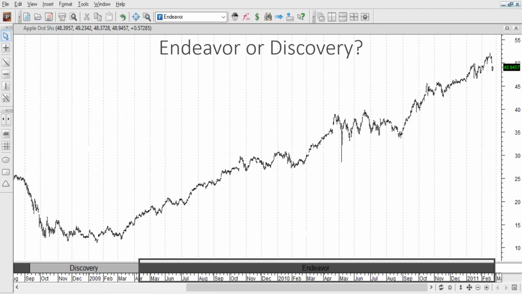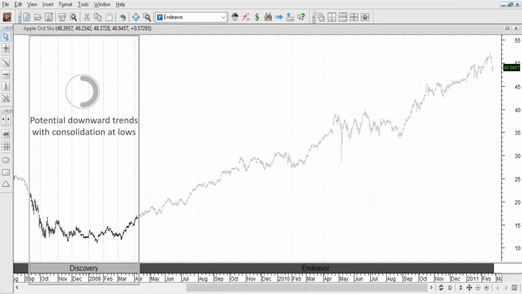Let's break this chart down into individual categories. Although we are focusing on Endeavor, it's still important to understand the basics of both categories. You can see here, when price was in the Discovery category, it trended down to a low and then began to consolidate, just as you would have expected it to, since that's what the Discovery category represents. Potential downward trends with consolidation at lows.